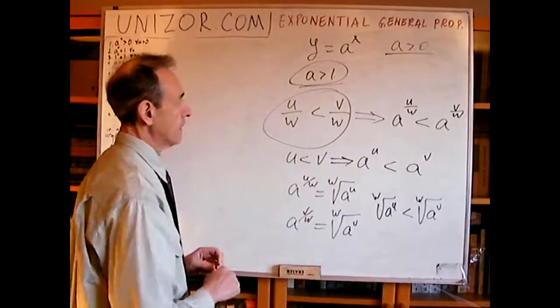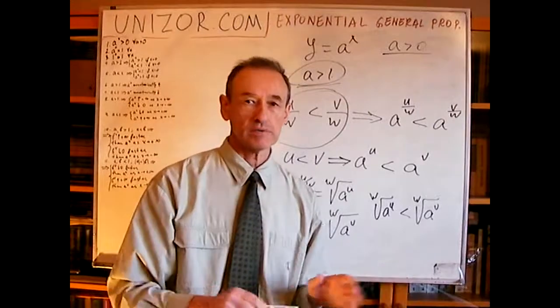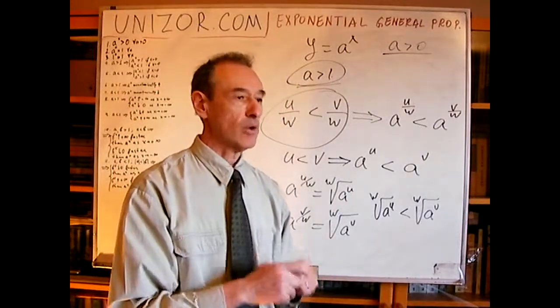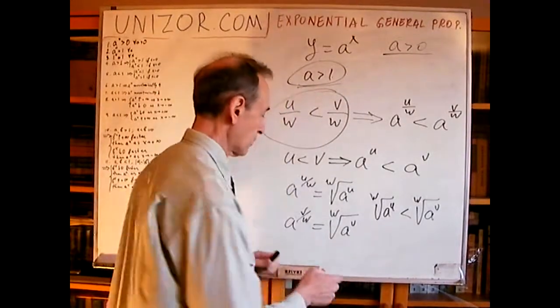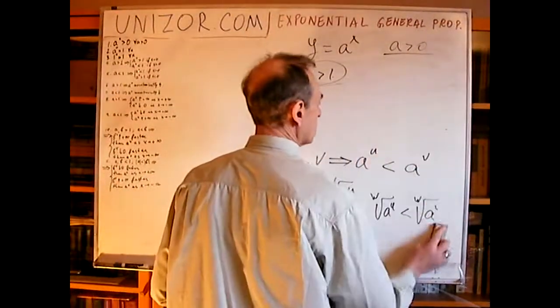Fine. Now, these are all positive numbers. I was only talking about positive numbers and proving that. How can I prove it for negative numbers? Again, let's start from integers. Negative integer numbers.